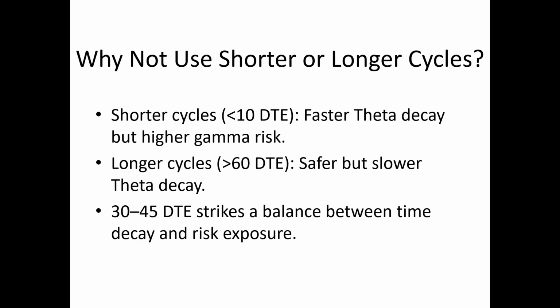In my opinion, 30 to 45 DTE on the front month. And I'll explain what front month is for those that aren't familiar, but 30 to 45 DTE strikes a balance between time decay and risk exposure. 30 DTE is only about 4 weeks. It's not a long time. So while we don't have to wait for a long time, we don't get as much risk exposure. And if things do go wrong, especially early on, we have the time to possibly look for moves. And we'll talk about what those moves are.